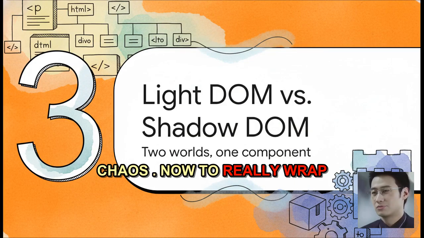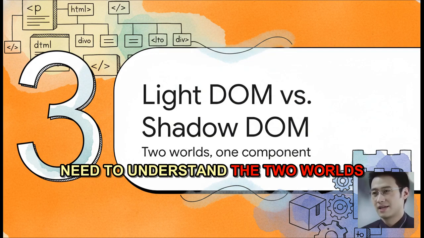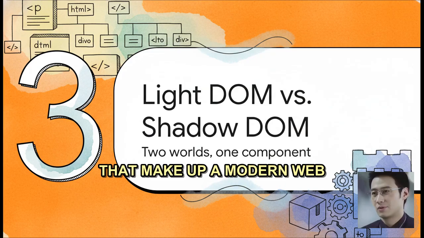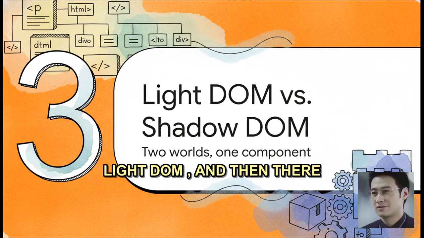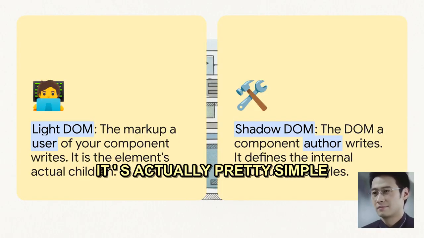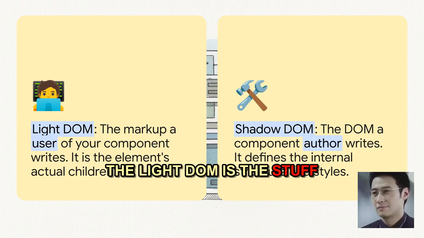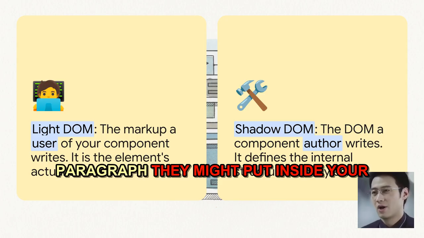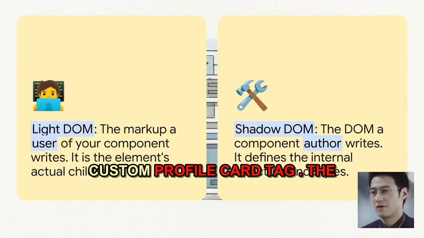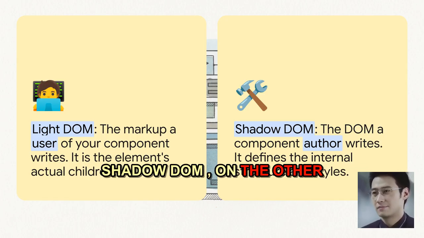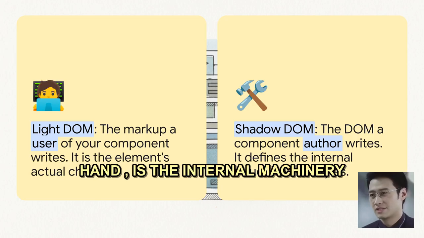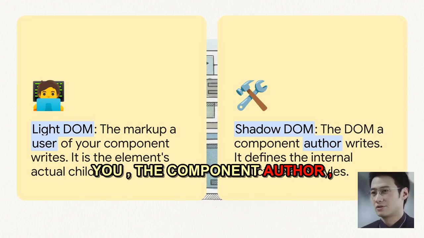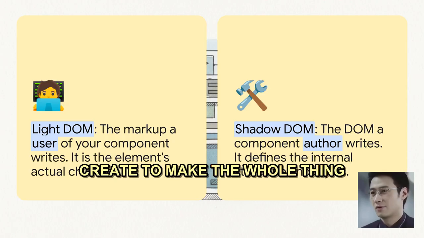Now, to really wrap our heads around this, we need to understand the two worlds that make up a modern web component. There's the light DOM, and then there's the shadow DOM. It's actually pretty simple when you break it down. The light DOM is the stuff that the user of your component writes, like the heading and paragraph they might put inside your custom profile card tag. The shadow DOM, on the other hand, is the internal machinery, the structure and styles that you, the component author, create to make the whole thing work.